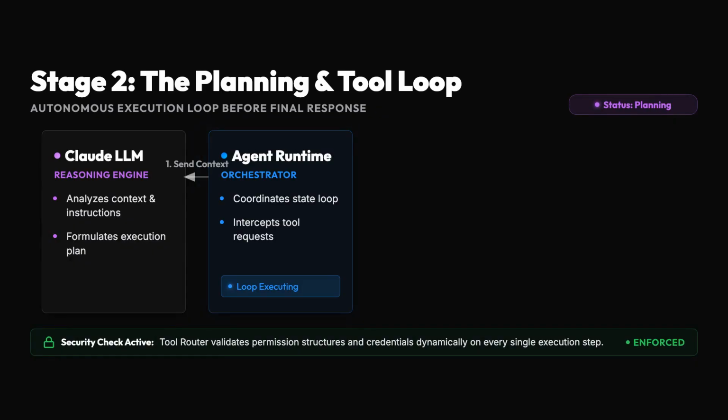Once the context is constructed, we enter stage 2, the planning and tool execution loop. This is where the runtime differs from a standard chatbot. The agent runtime sends the context to the Claude model. Claude doesn't just write a chat reply. It behaves as an agent, writing a logical plan and calling tools if it needs external data. For instance, it might output a structured tool call requesting a GitHub PR diff.